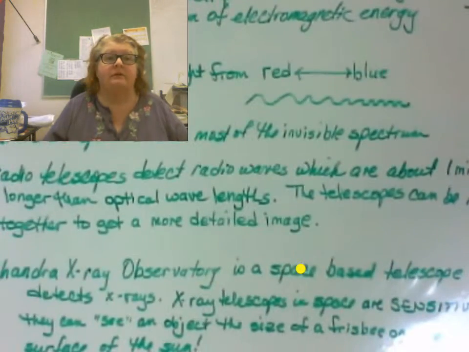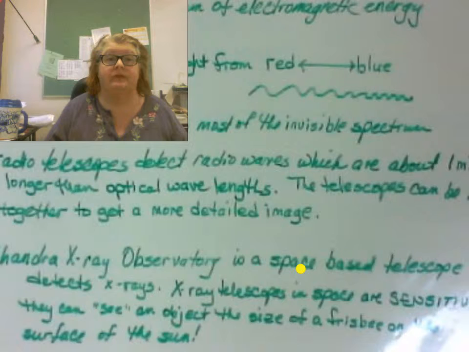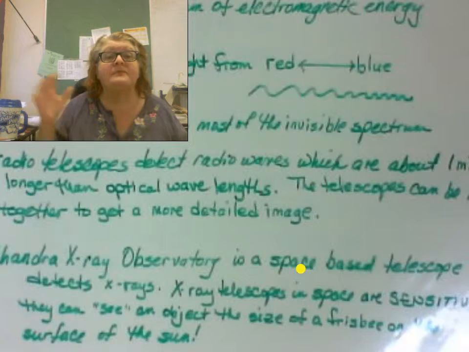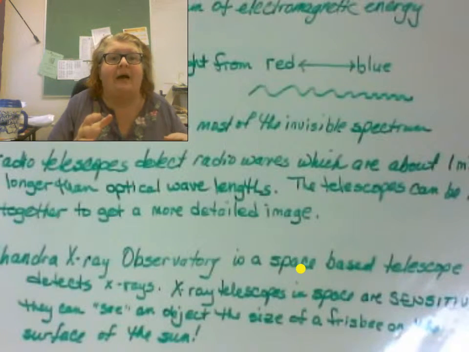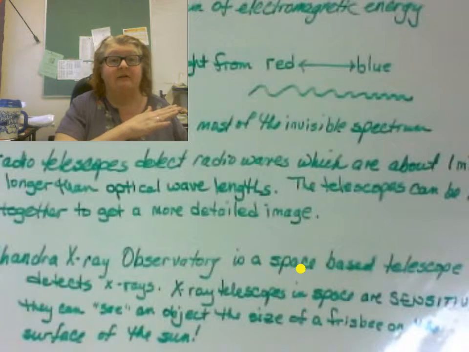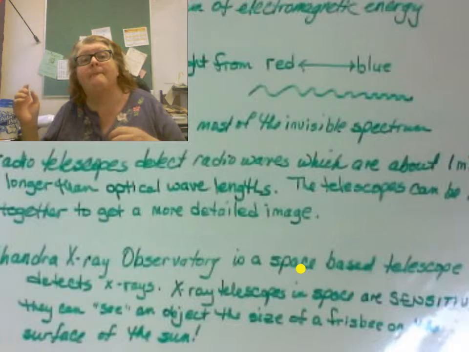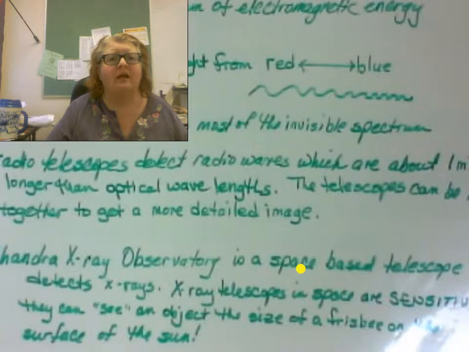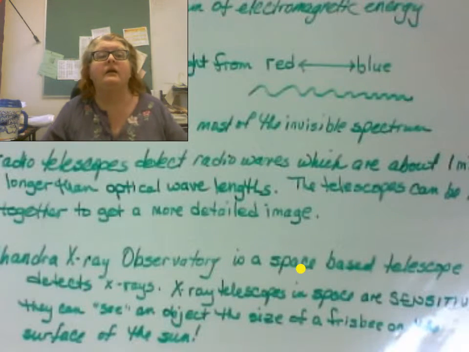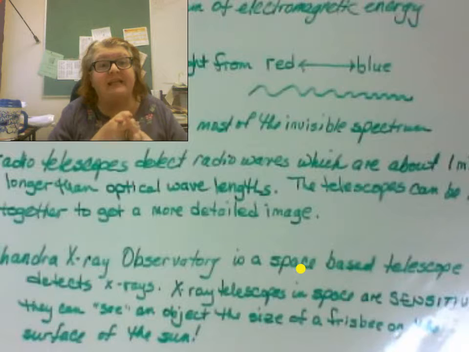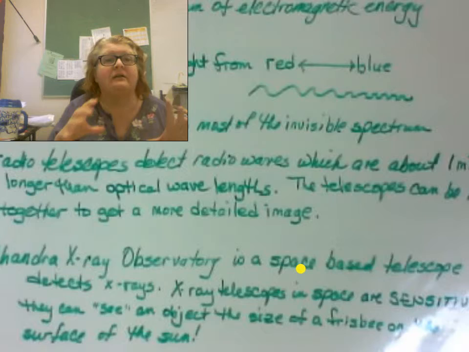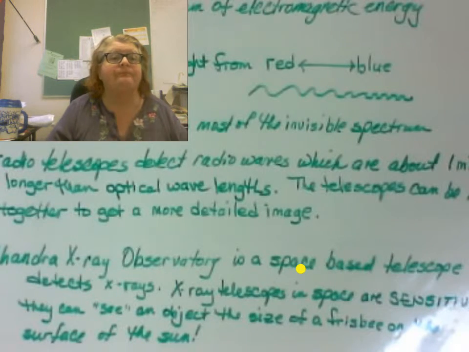Radio telescopes find radio waves. Those are about 1 million times longer than the red optical. We said we can see red, that's the longest one that we can see. Radio waves are 1 million times longer. There's no way we'd ever see that. It's so long. The radio telescopes can actually be linked together and you get a more detailed image of those radio waves. It's way cool.